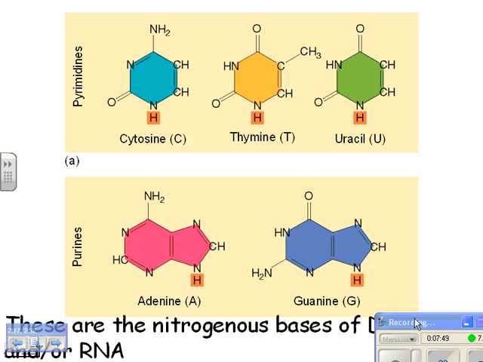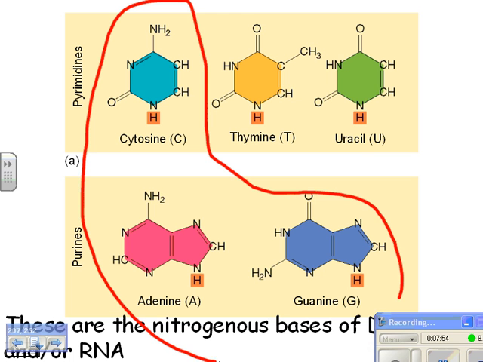These are the nitrogenous bases of DNA or RNA, so these are found in both DNA and RNA. This one's found only in DNA, that's thymine. This one's found only in RNA, that's uracil. Again, I'm not going to give you a quiz where you have to match these pictures up. I will give you a quiz and ask, what are the nitrogenous bases in DNA? And you would have to tell me C, T, A, G. And if I ask which ones are in RNA, you'll have to tell me U, C, A, G.